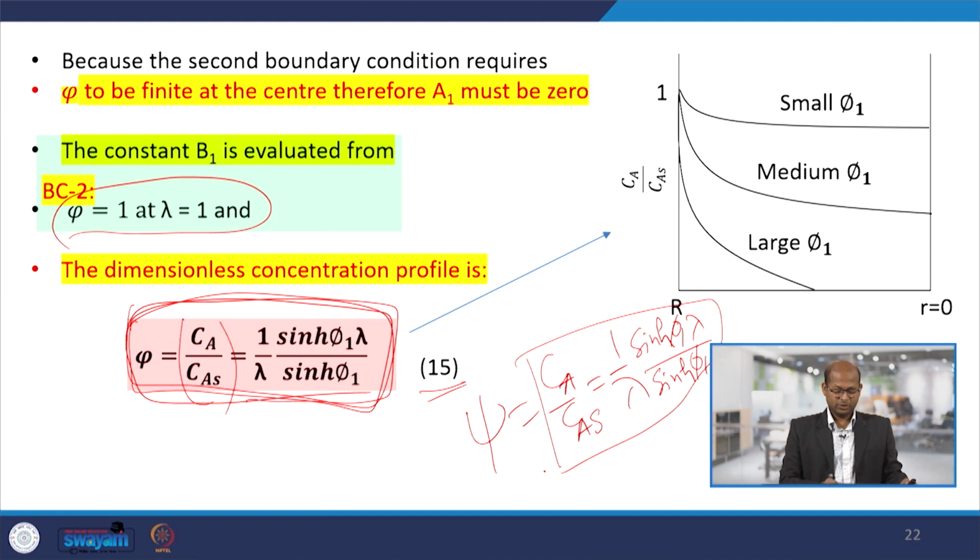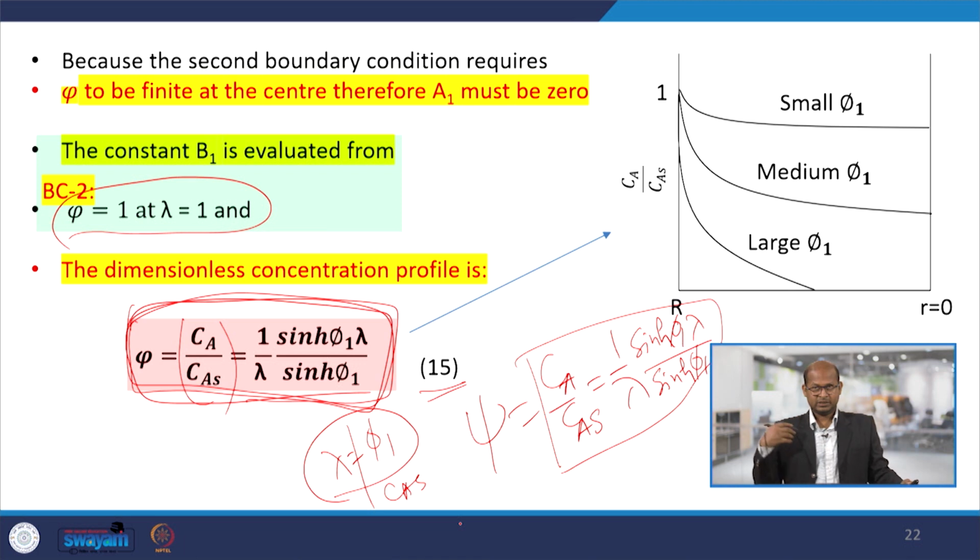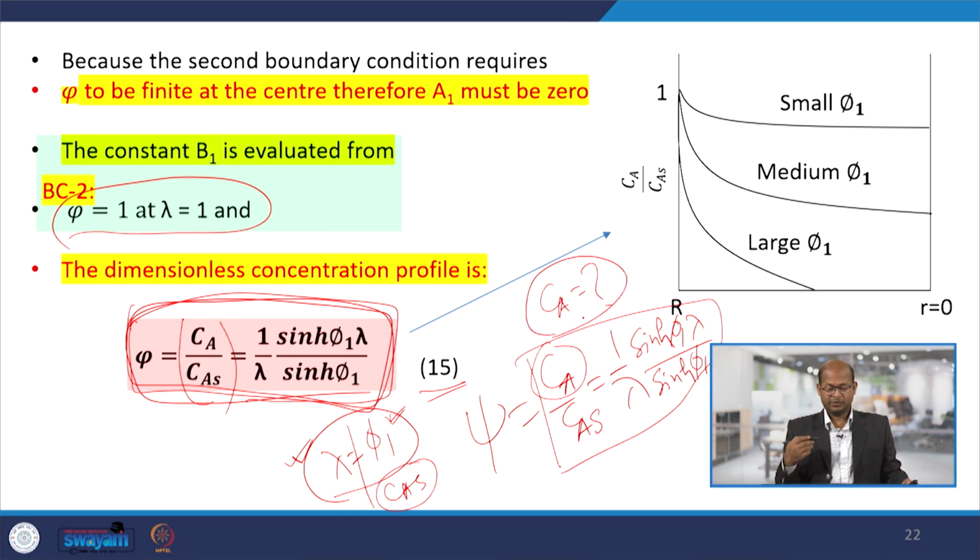Here we know the lambda value and the phi 1 value. If we know lambda, phi 1 and Cs, where Cs is the surface concentration of the reactant that we take at the beginning of the reaction, that is, lambda as the dimensionless length, the Thiele modulus, and the concentration, then we can find out the Ca value. This is our objective: at different lambda, what would that value be.